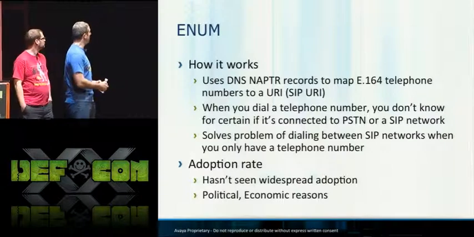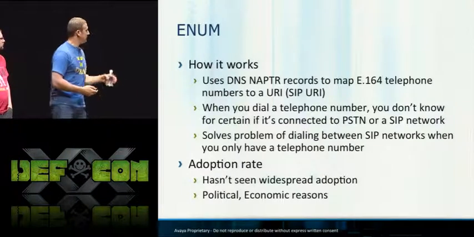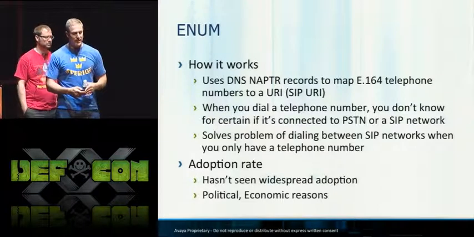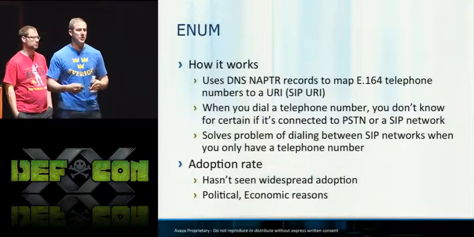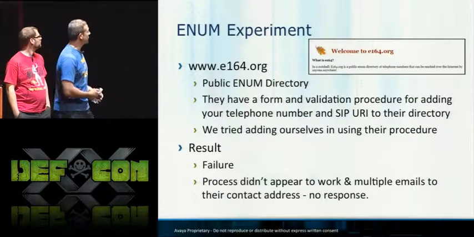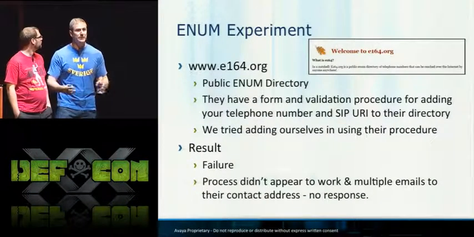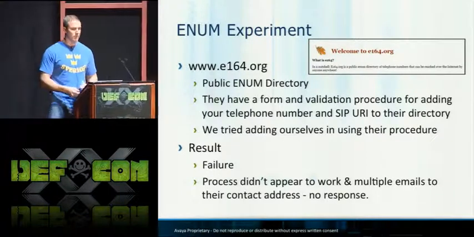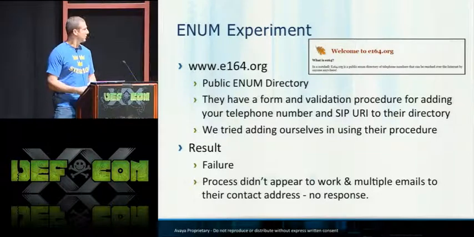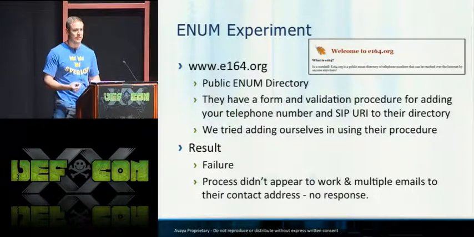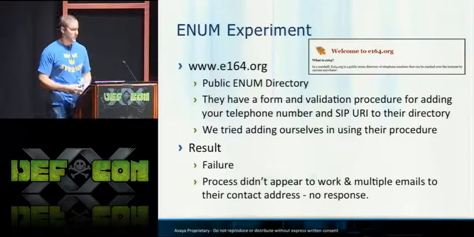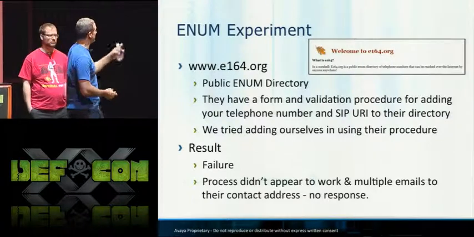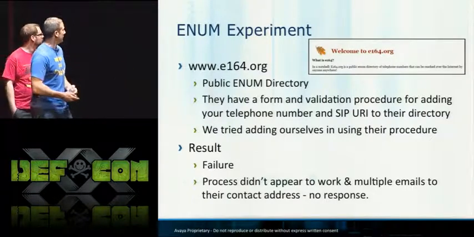One of the issues with ENUM is it hasn't seen widespread adoption. There are political and economic barriers to this, because it requires the consensus of too many competing carriers. So we did an ENUM experiment, and this is actually how this all started. We wanted to look at the privacy considerations for publishing ourselves into ENUM, into the directory. So we took some numbers and started putting ourselves in, and we found we couldn't add ourselves. This is the e164.org directory.